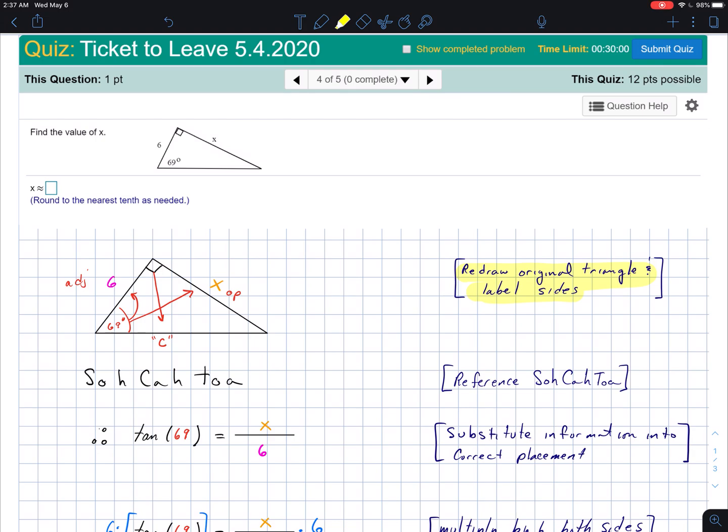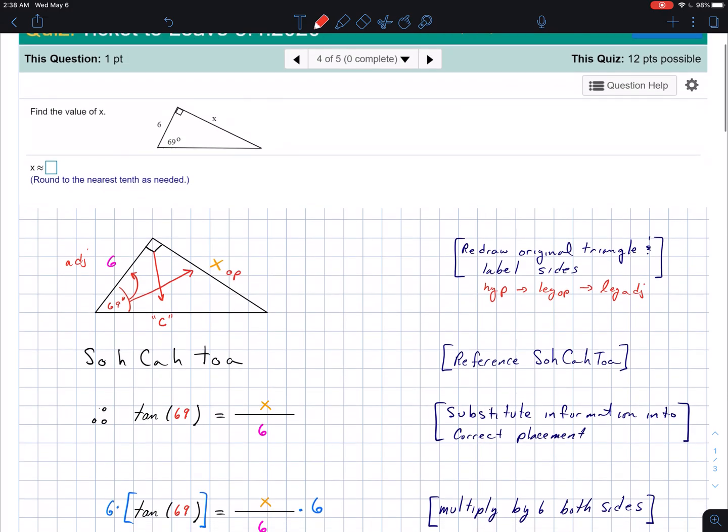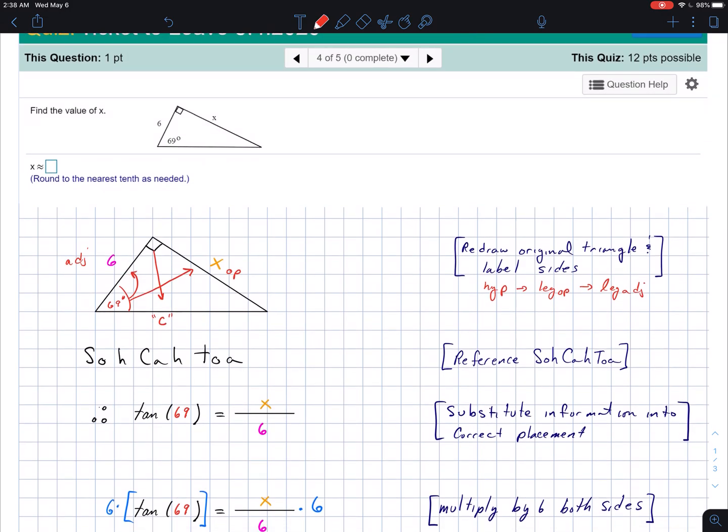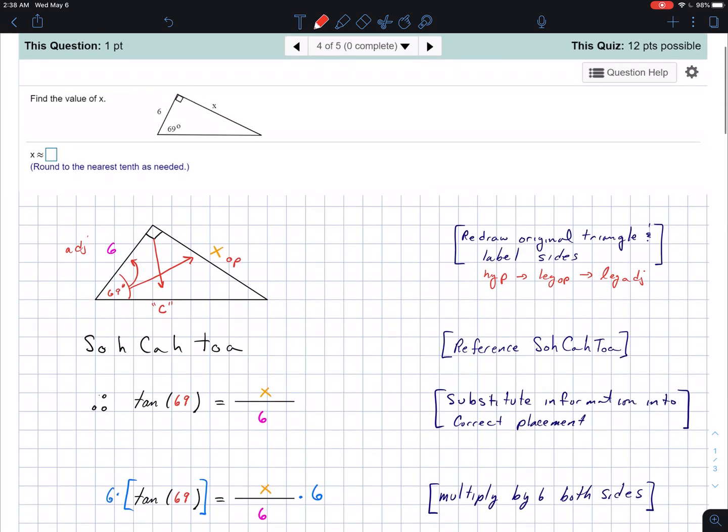Remember, you generally want to start labeling the hypotenuse and then each leg, the opposite, and then lastly, the adjacent. Okay? So once you've redrawn it and you have your labels put in place, right, because this we can just call height, right?